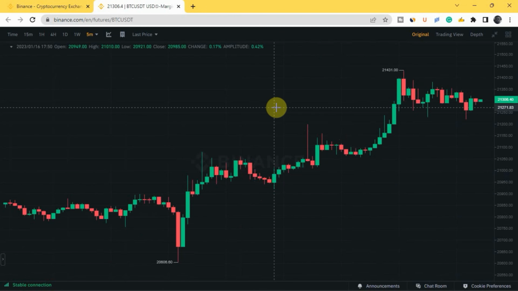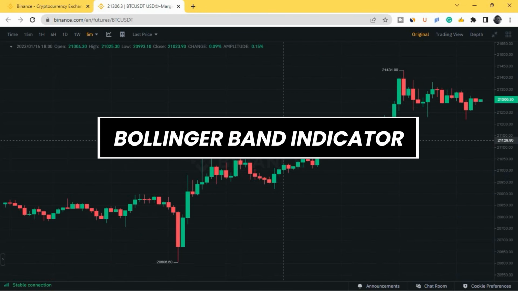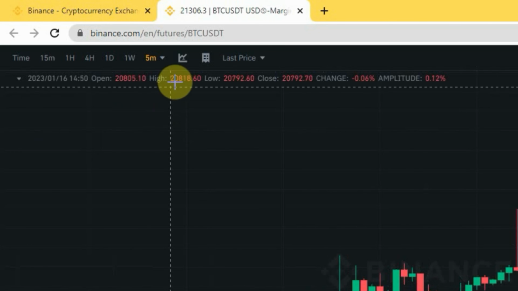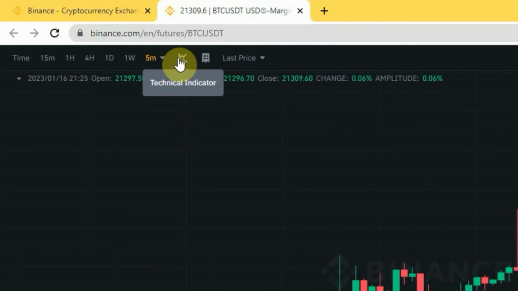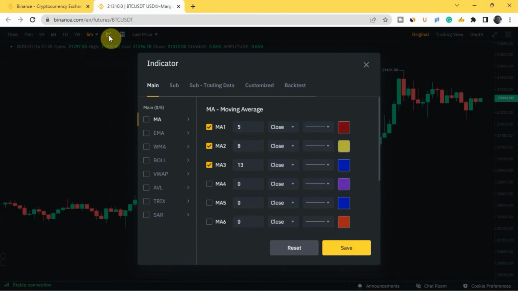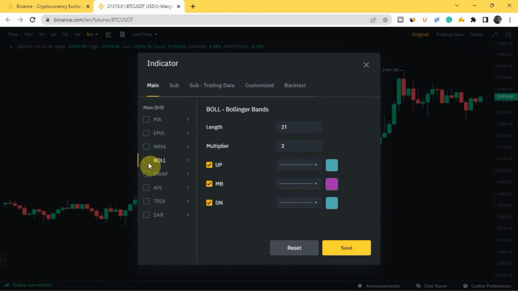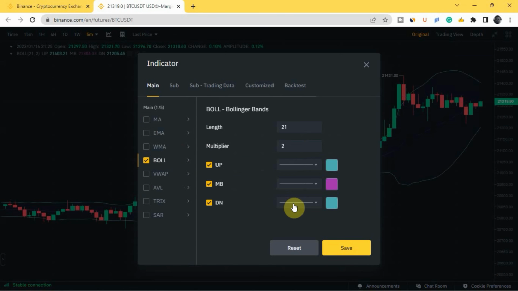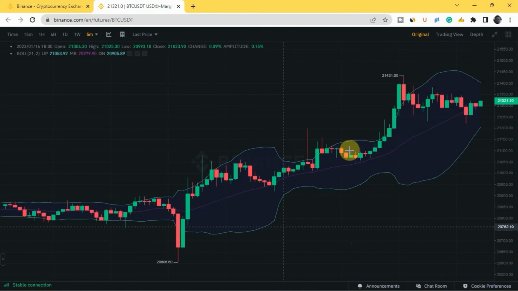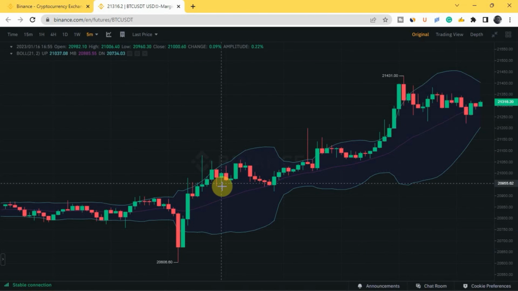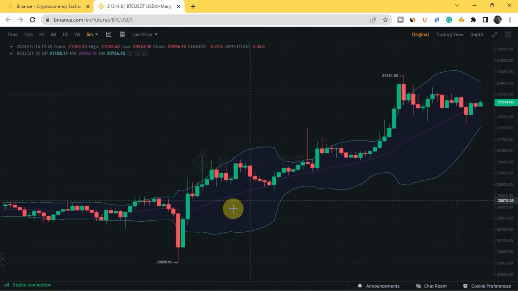The first indicator I'm going to be showing you guys is the Bollinger Band indicator. How do you select this indicator? You come to the top of the screen right here where you have technical indicator and tap on it. To check for your Bollinger Band is where you have this BOLL right here. You tap on BOLL and then you tap on save. As you can see on the screen, you have the Bollinger Bands on the chart. You can see these three bands right here: the band at the top, the one at the middle, and the one at the bottom.